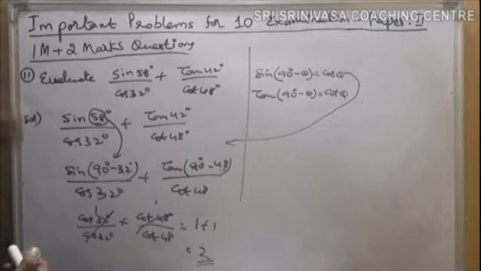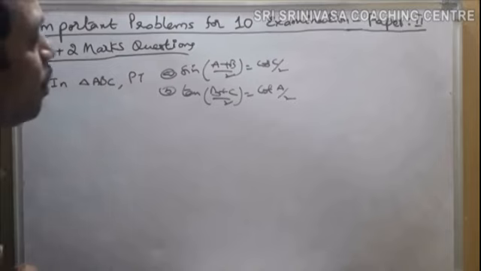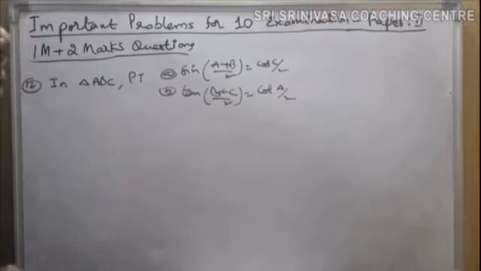Your answer is 2. In this question, it is given that in triangle ABC, prove that sin of (a plus b) by 2 equals cos of c by 2, and tan of (b plus c) by 2 equals cot a by 2.